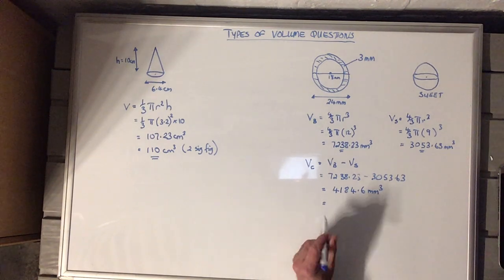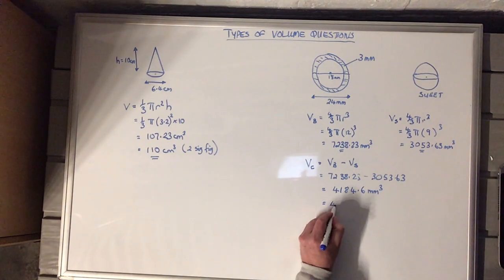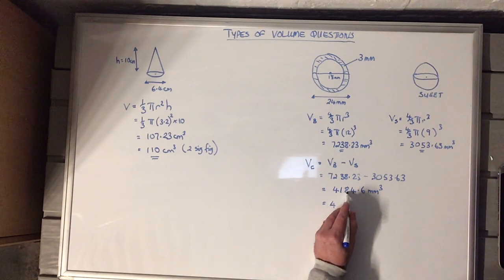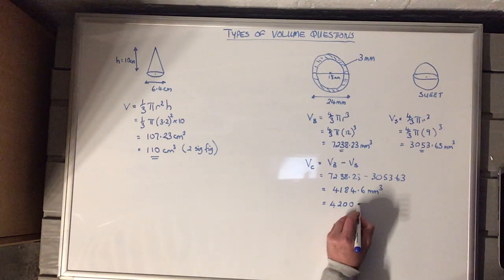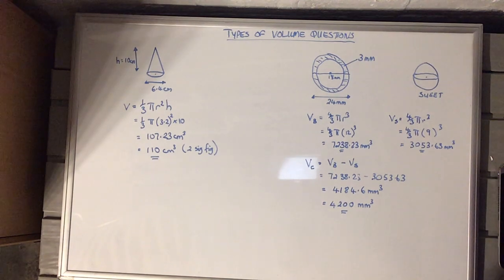Now, again, we're asked in the question to take two significant figures. So there's my 4, so I can put that as my first significant figure. My second significant figure is the 1, but that's an 8 beside it, so that changes to a 2, the rest go to 0, and we don't need the decimal part. So our final answer is 4,200 cubic millimetres. And that's big volume minus small volume.